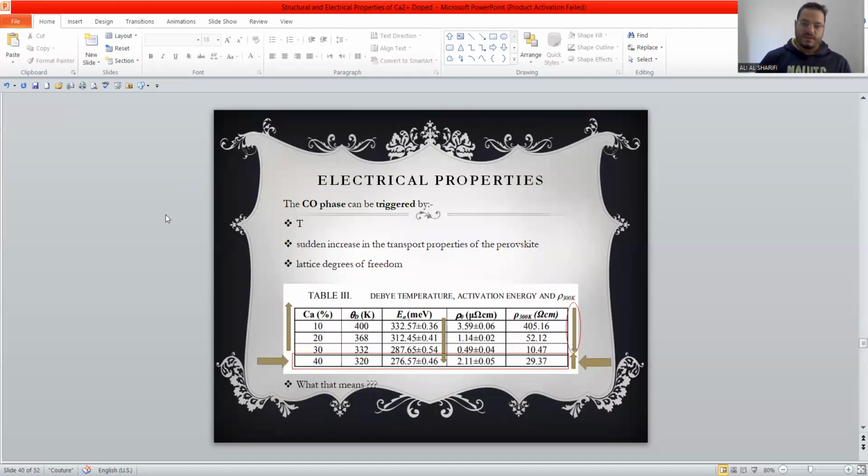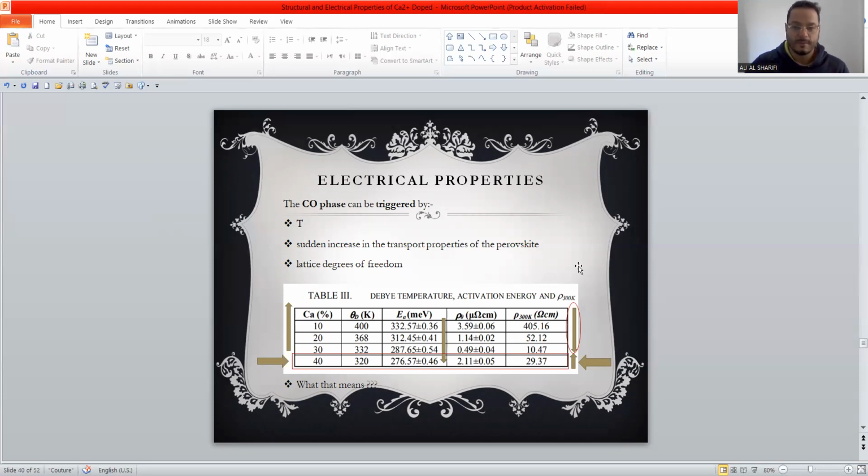Here, the charge order phase can be tracked by three reasons. Just charge ordering, not charge ordering temperature. Three reasons: temperature, sudden increase in the transport properties, and lattice degrees of freedom.